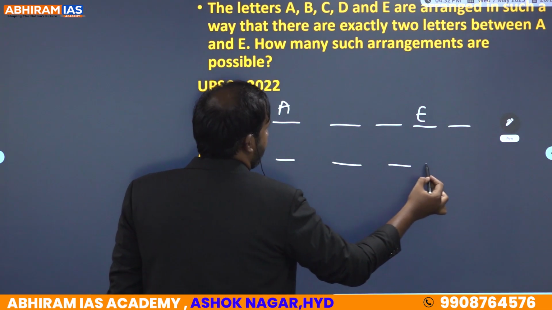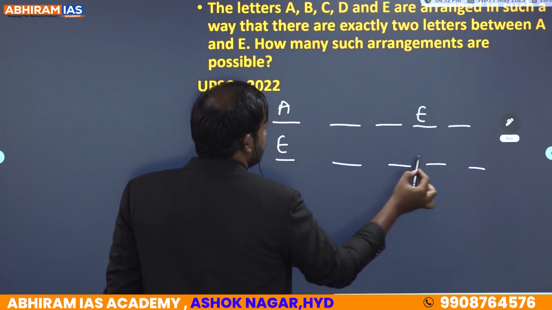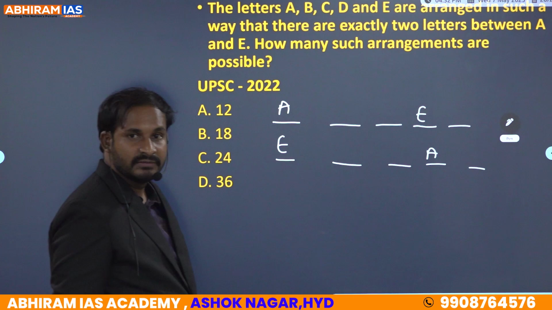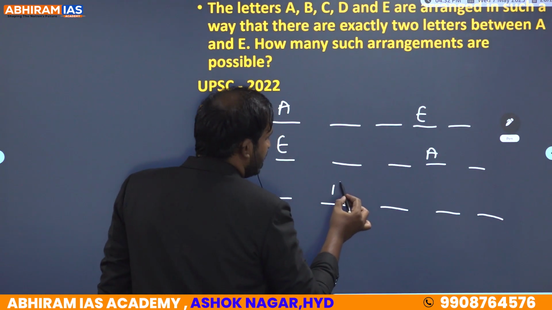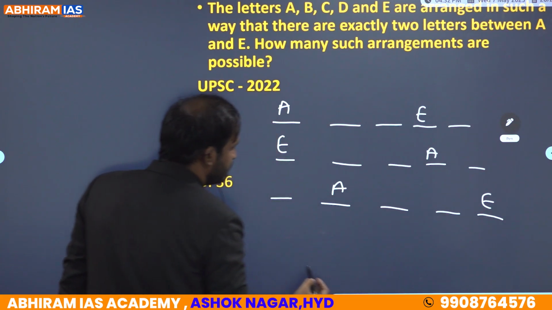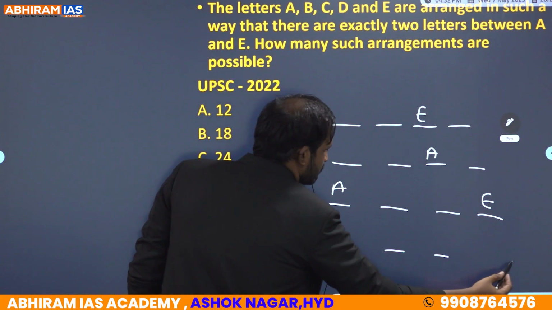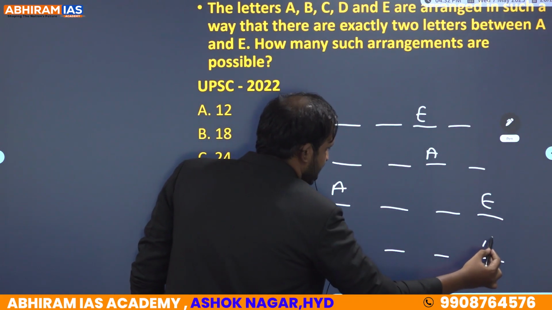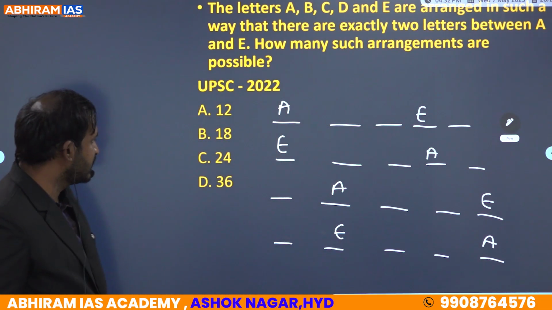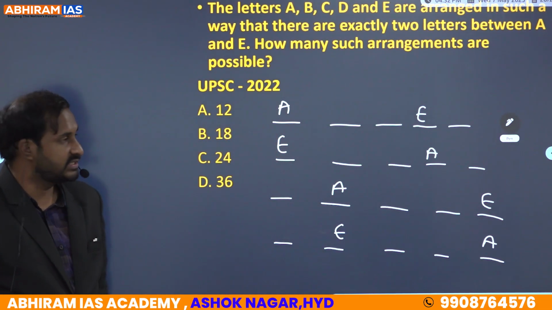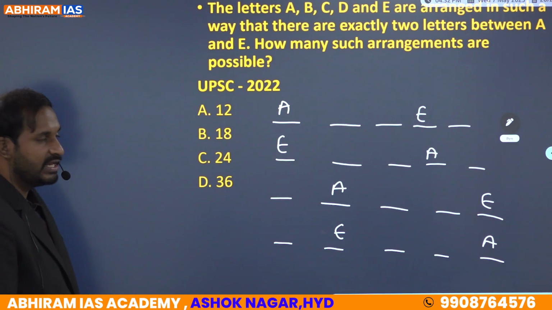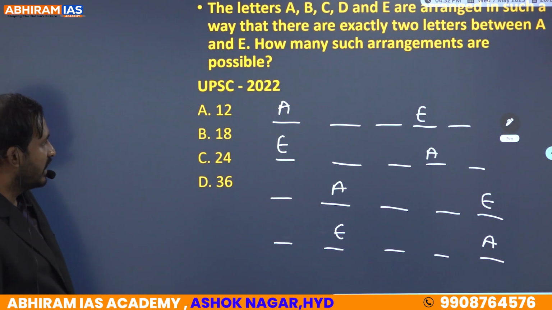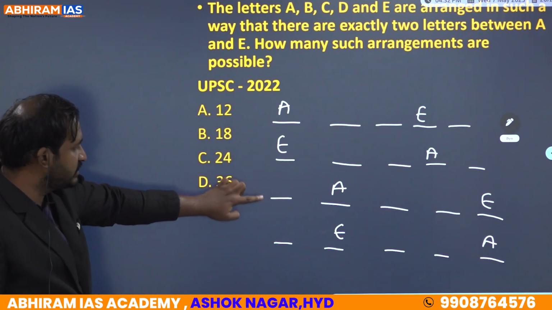Next, E, A. This is one arrangement. Next, A, E. This is one arrangement. Next, E, A. This is another arrangement. These are the four arrangements which are possible for me, such that there are exactly two persons between A and E. So either the arrangement should be this one, this one, this one, or this one.